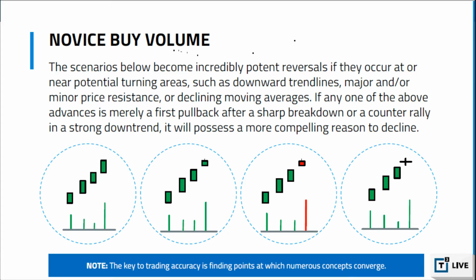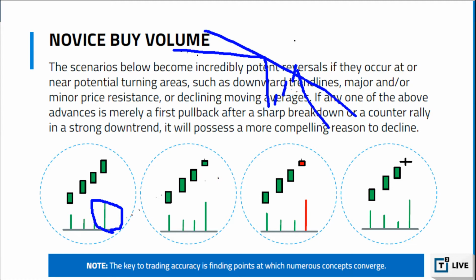What that means is if you get a breakdown and the stock rallies multiple bars up and then you get a spike in volume on the last bar, like so, that is an extremely high odds play. That should be an extremely high odds short. Okay? The key to trading accuracy is finding points at which numerous concepts converge. And that's the absolute truth.